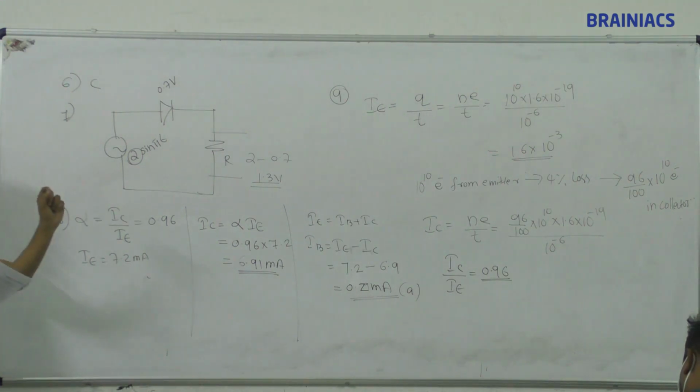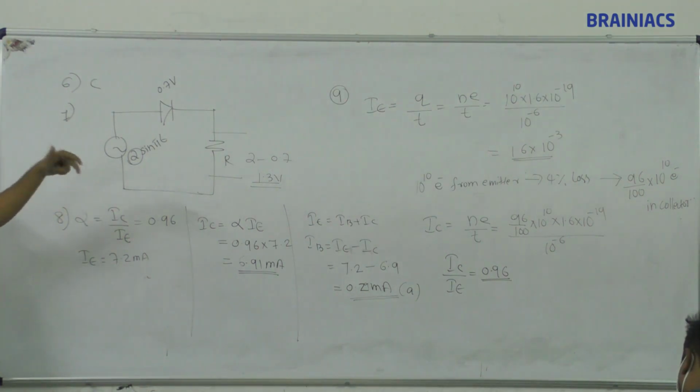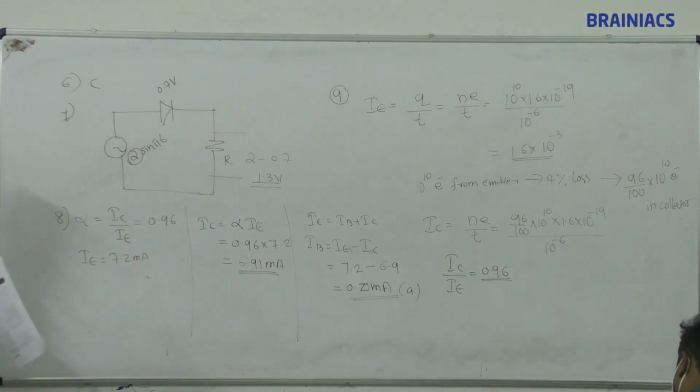So what is the only difference we have made? To find out I, the number of electrons is given. N E, we have used Q equal to N E by T. Okay.